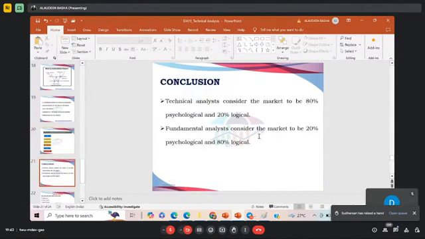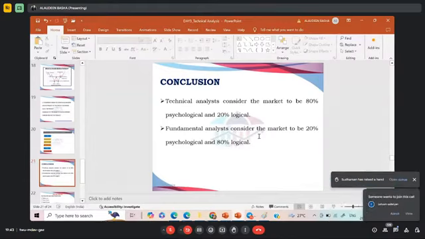My final conclusion in technical analysis is to always consider the market to be 80% psychological and 20% logical. Okay, 80% of technical analysis is based on psychology, not logic. But in fundamental analysis, the market is 20% psychological and 80% logical. So compared with technical analysis, fundamental analysis will give good growth and good returns.